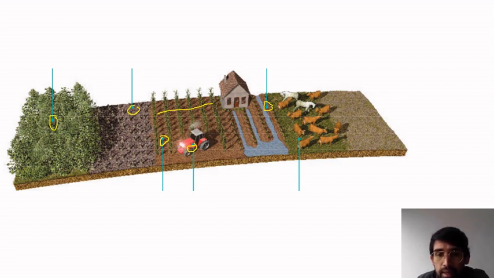And last but not least, let's talk about the land used for animals. Remember that they are grazing, right? And this deteriorates because the animals trample or they step on the ground, right? Making it hard and compact.